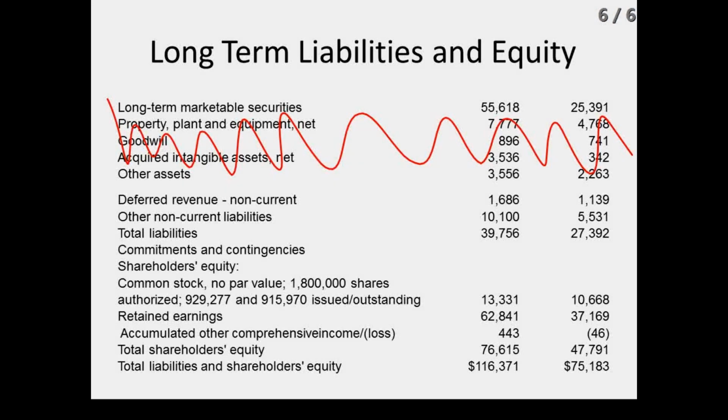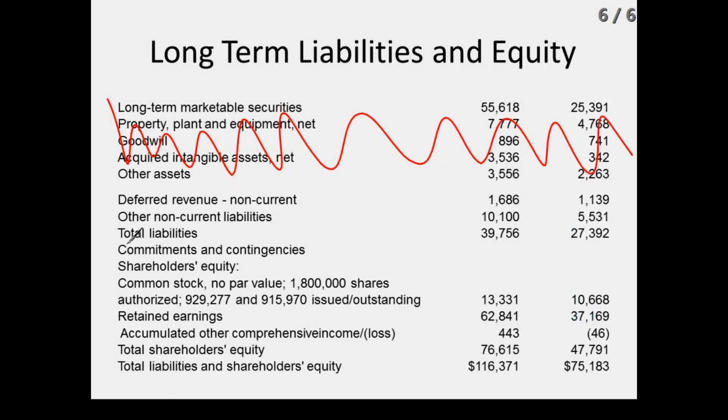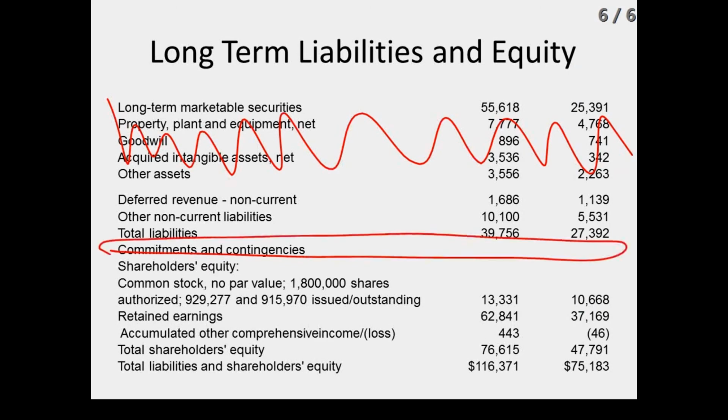Okay? Then we're talking. Then there's this line, and this is typically the case for all companies. You'll see this line after total liabilities called commitments and contingencies. Okay? And then you'll look across the row and you'll see nothing there, and you'll wonder, why have a line item if there's nothing there?